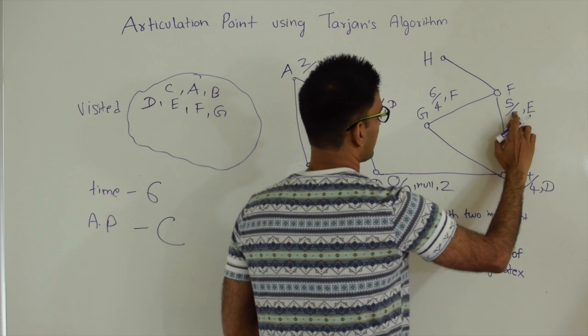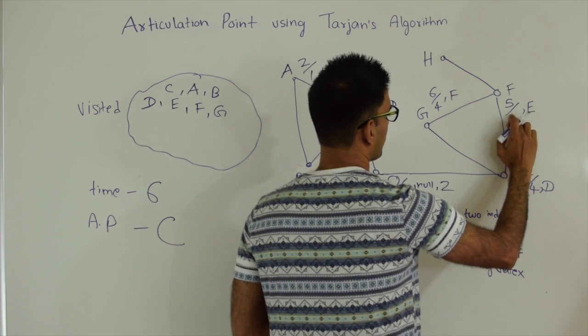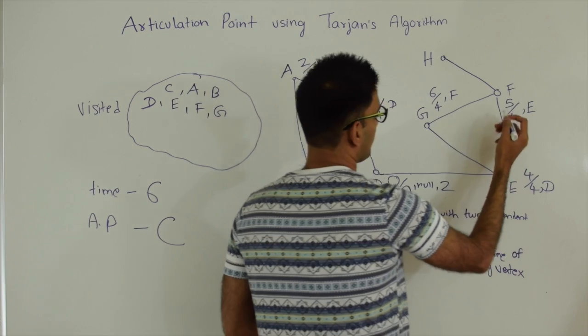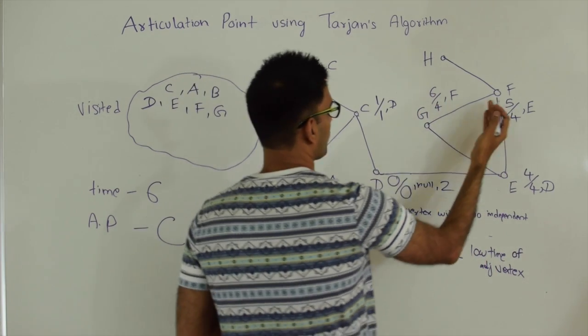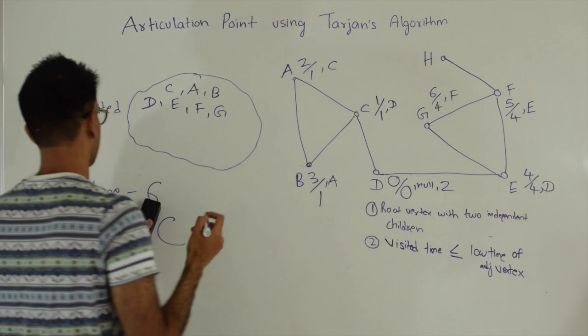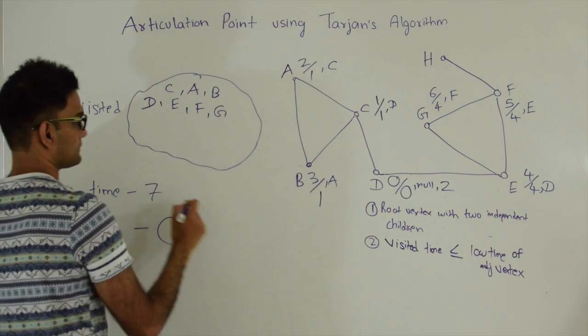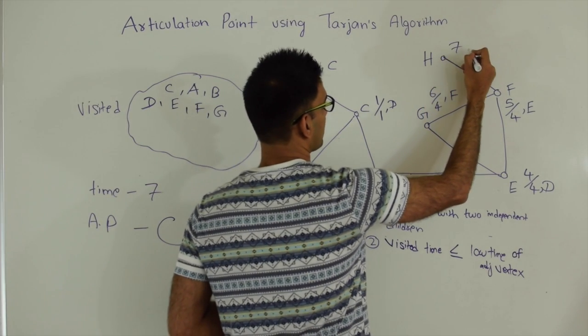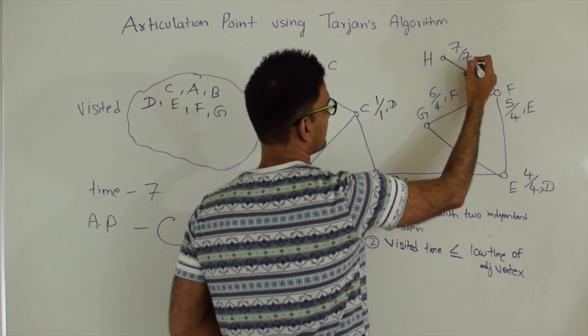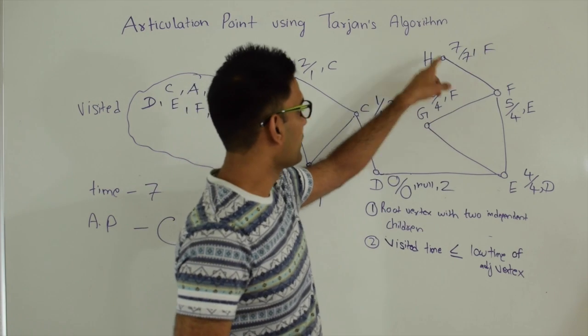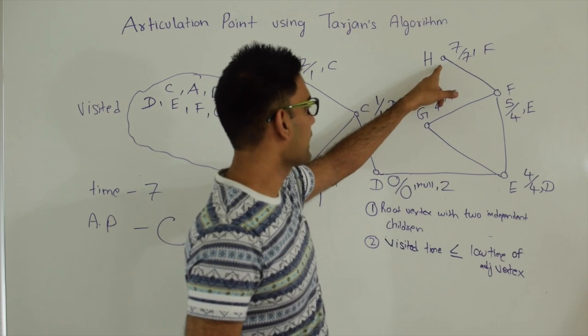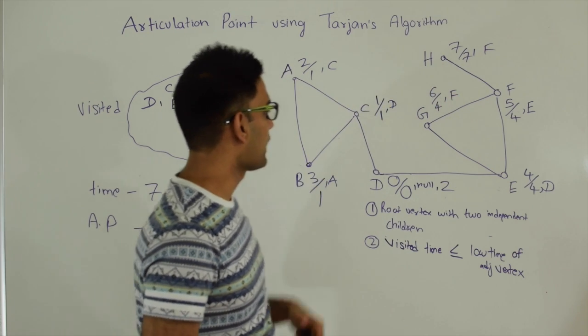So let's first update F's load time, so this becomes 4, which is G's load time. But F has another child H, and let's go to H first. So we go to H and we increment our time, so this becomes 7. So this is 7, visited time is 7, load time is 7, it's coming from F. H is coming from F, and we don't do anything about H. And so H is not an articulation point clearly.